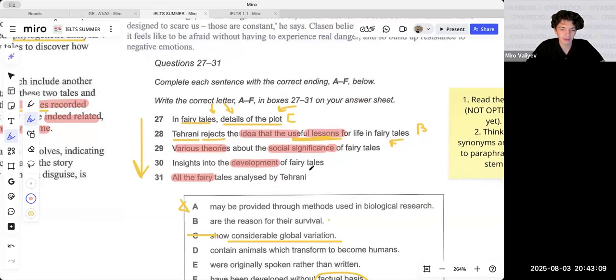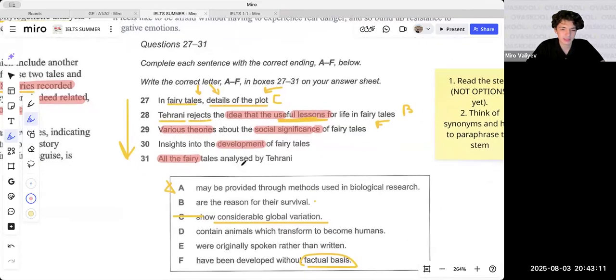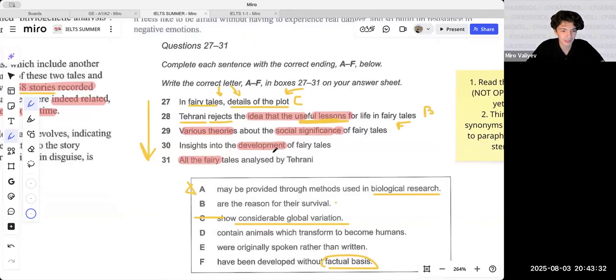Insights into the development of fairy tales. I think we can use A here, insights into development of fairy tales may be provided through methods used in biological research. You know why? Because he used this biological research to understand how those fairy tales were developed, yeah?